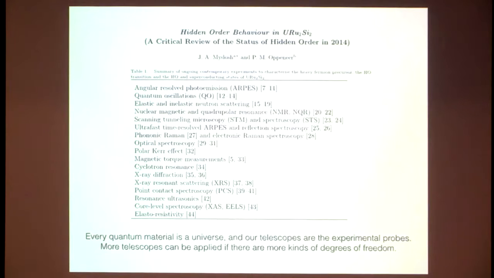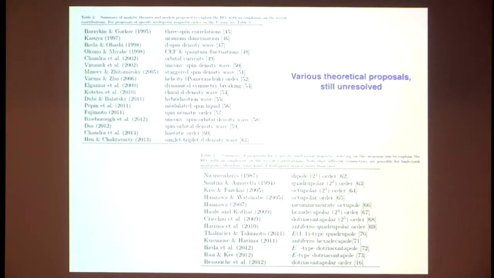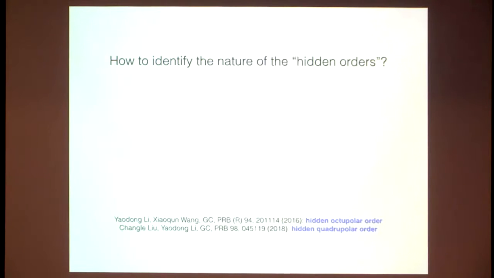So many experimental probes have been suggested. This material has many degrees of freedom, so you can apply many different kinds of experimental techniques to get experimental results. This is the summary before 2014. And these are various theoretical proposals. Most of these proposals suggest the underlying hidden order is some kind of multipolar order, either electronic version or magnetic version or hybrid version. So it's unclear what kind of hidden order it is right now. So the question is, how do we identify the nature of hidden order, generically?